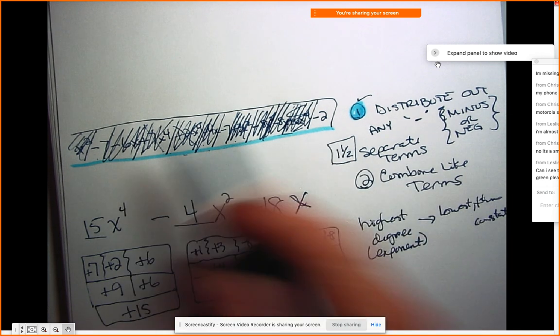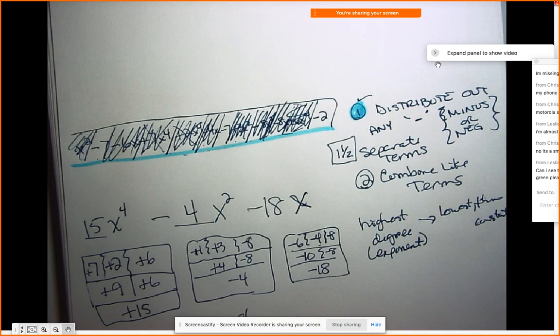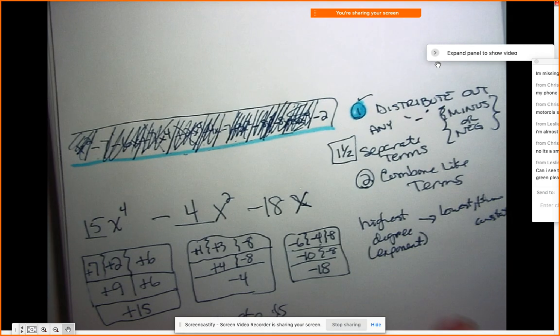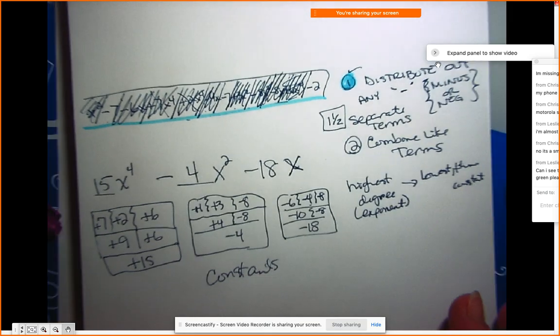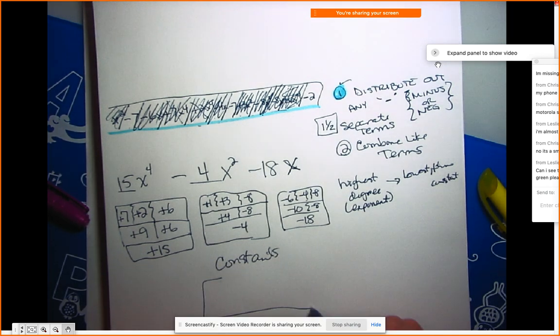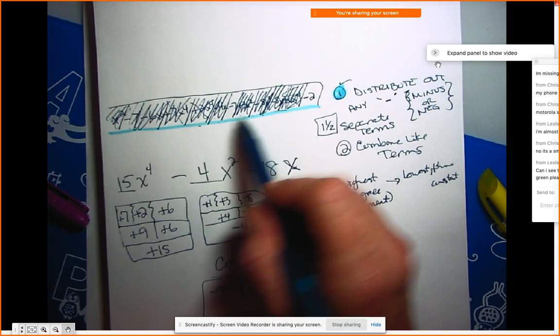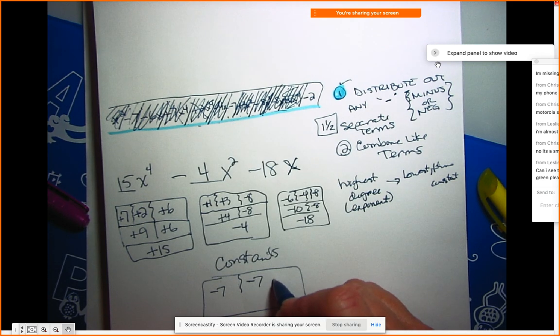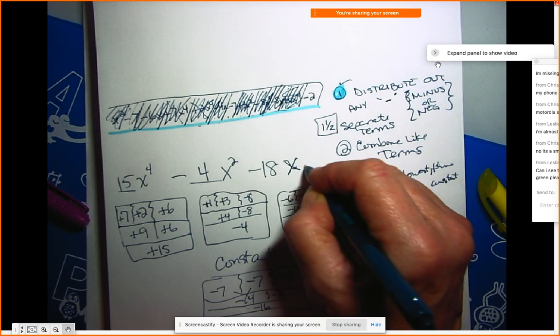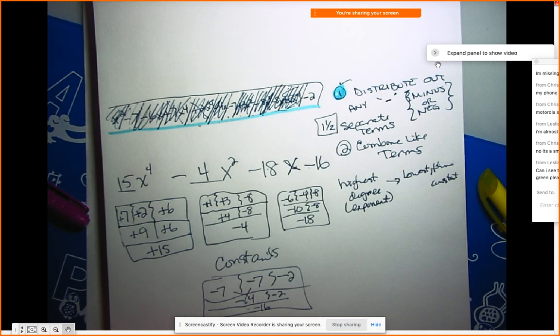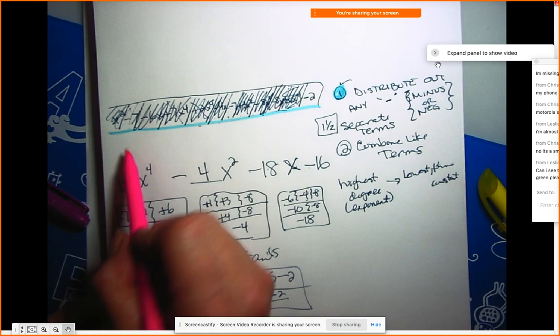And last but not least, constants. Let me zoom out. Okay, I've got negative 7, negative 7, negative 2. Negative 14, negative 2. I combined the negative 7 and negative 7. And now I'm going to get negative 16. So I'm just going to write minus 16. That is your final answer. You're done. Nothing else you need to do.